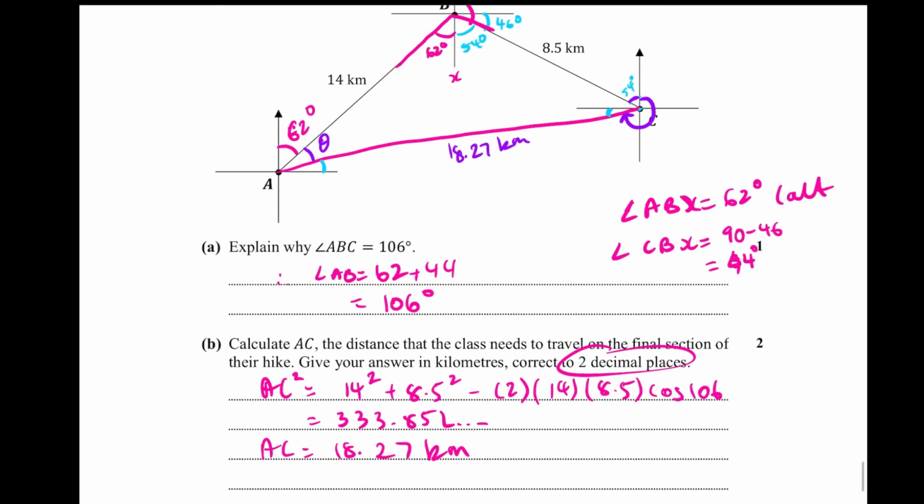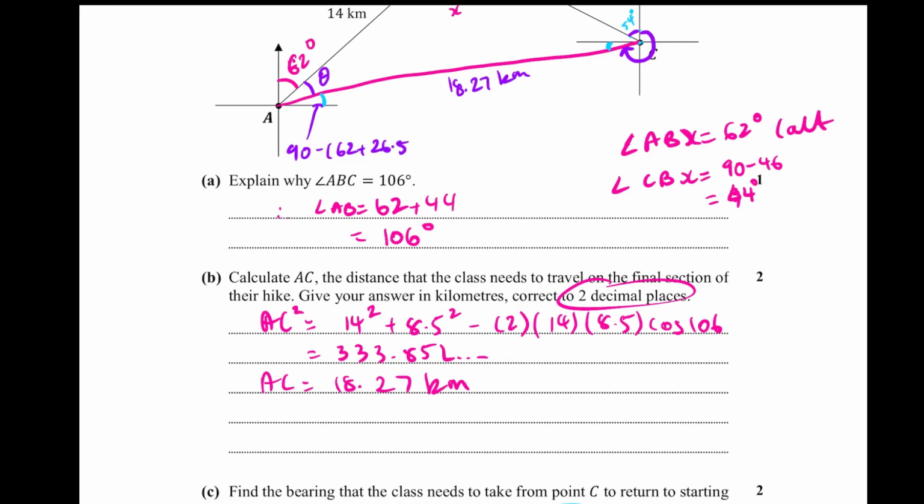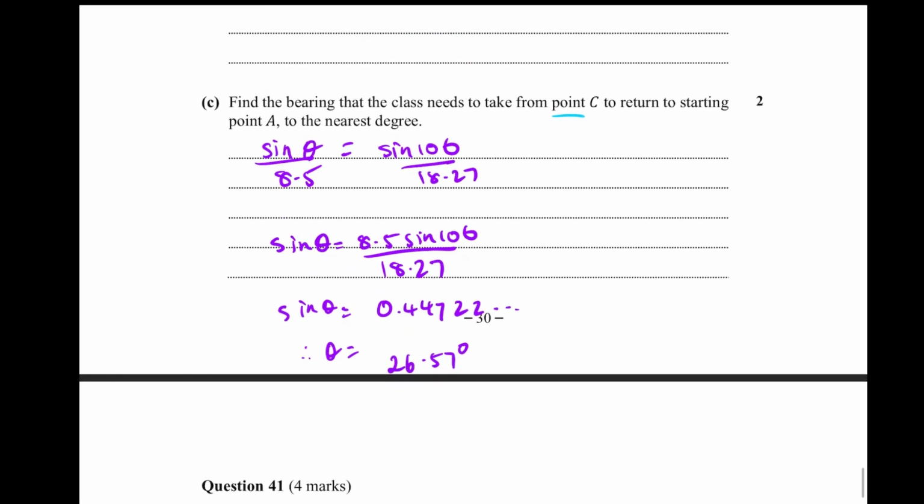That means that little blue angle there is 90 minus 62 plus, what did we say it was? 26.57, which is 1.43 degrees. So that means this little angle here is 1.43 degrees, and so therefore my bearing is simply going to be 270 minus that 1.43, which is 268.57 and so on, but it wants it to the nearest degree, so 269 degrees true.